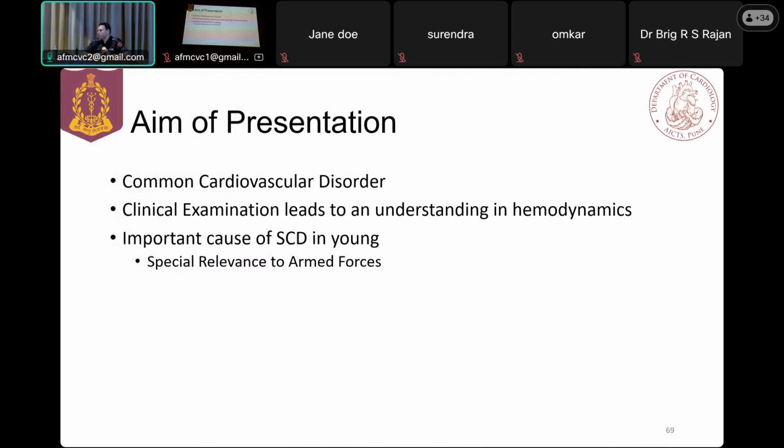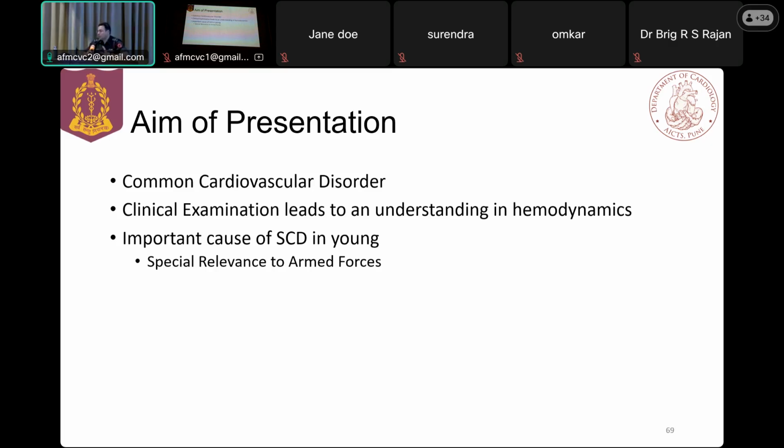The aim of today's presentation was that HOCM is a common entity. We are finding it even in a large number of our serving soldiers, and we should do clinical examination in a proper way, and we can diagnose it clinically with some evidence on ECG also. Then we can do further workup later on.